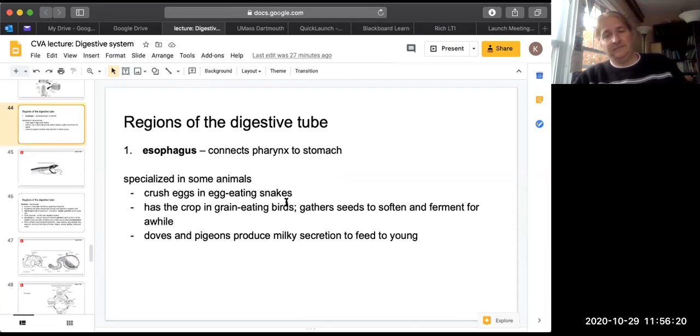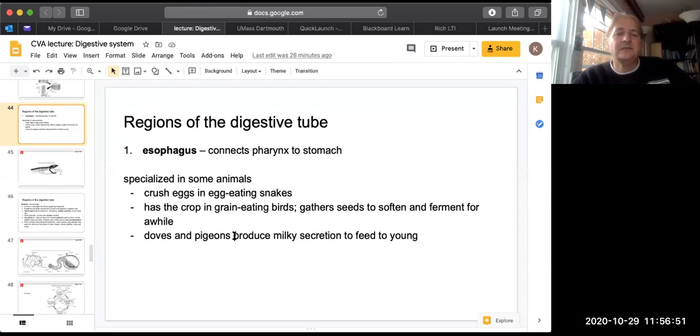Sometimes birds have what's called a crop, where they have a little section of their esophagus where they hold the seeds to kind of soften them up and ferment them for a while before they pass them on. Because if they eat seeds, they're too hard and they would just go straight through their gut. So they need to soften them up so that they can be digested. So that's part of the esophagus.